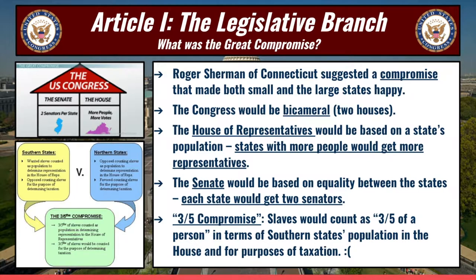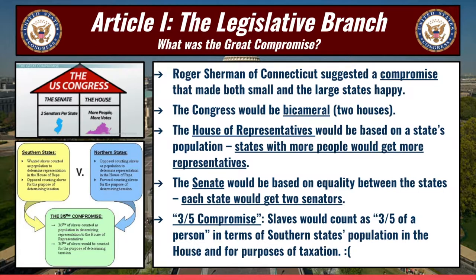So you could look at this two ways. They were going to count three out of every five slaves towards a state's population, or they were going to count every slave as three-fifths of a person. And I'm not going to sit here and pretend that calling anyone three-fifths of a person is acceptable, but this is the year 1787 we're talking about, not the year 2019, or whatever year you happen to be watching this lesson in.